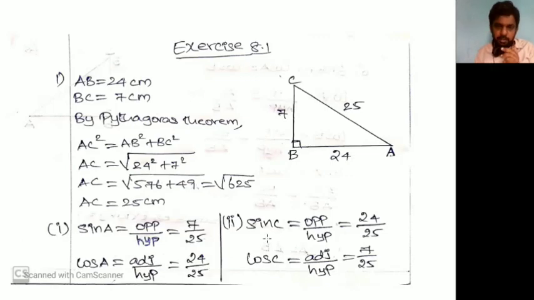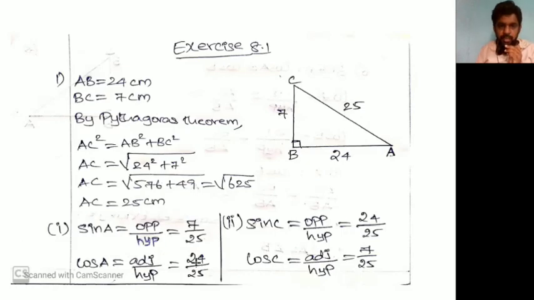Then in second subdivision, we have to find sin C and cos C. So find the angle C in the diagram. This is angle C. The side which is opposite to this angle is AB, so this is opposite and this is adjacent. So for angle A, BC is opposite and AB is adjacent, whereas for angle C, AB is opposite and BC is adjacent. So sin C is given by 24 divided by 25 and cos C is given by adjacent by hypotenuse, which is 7 divided by 25.